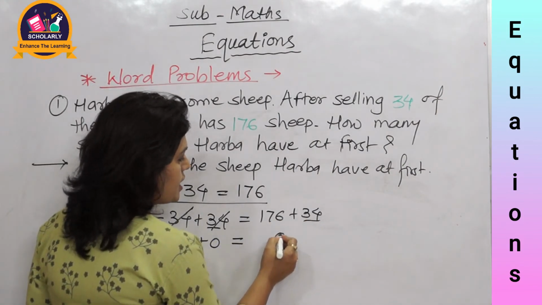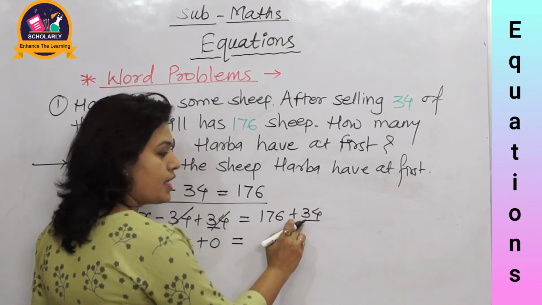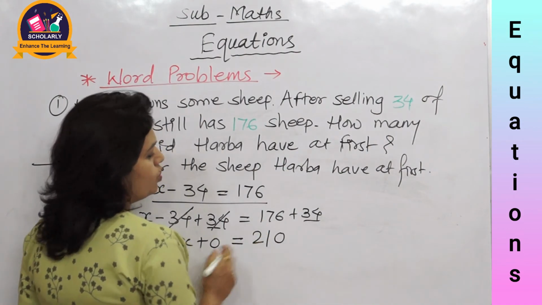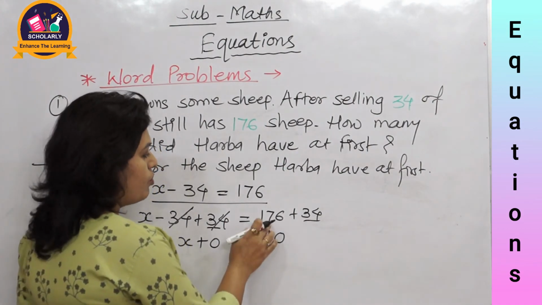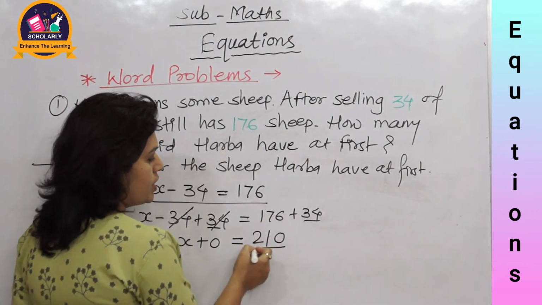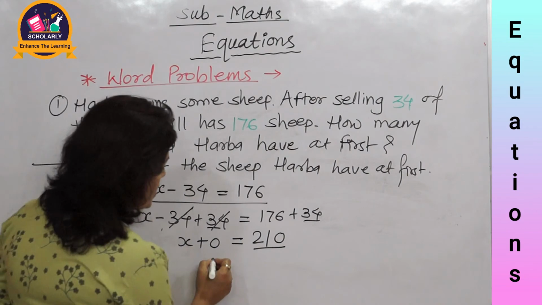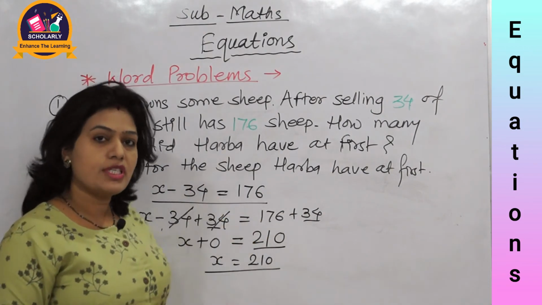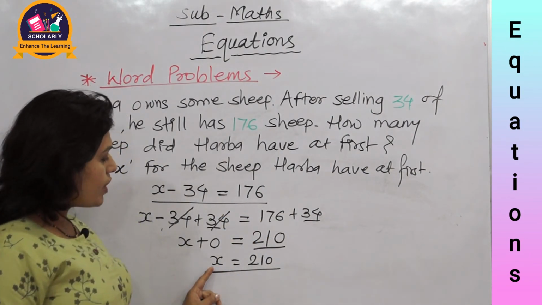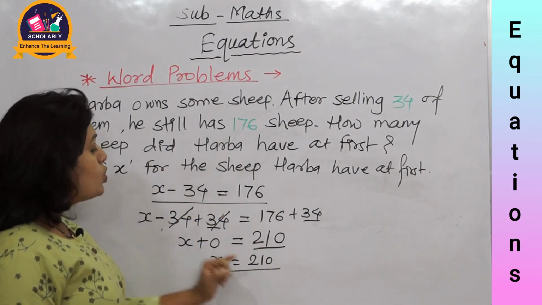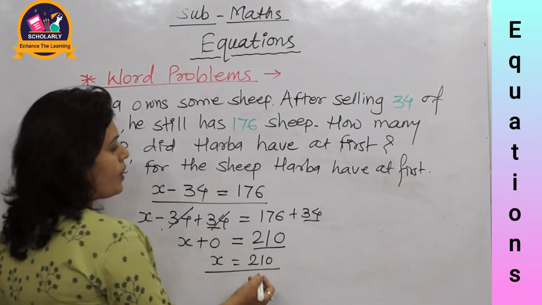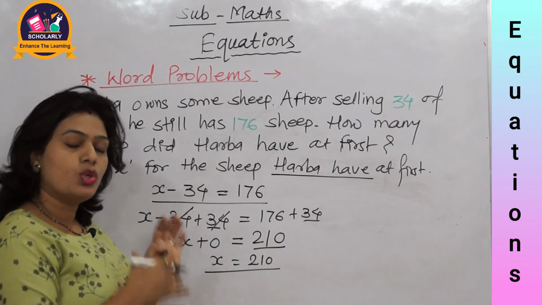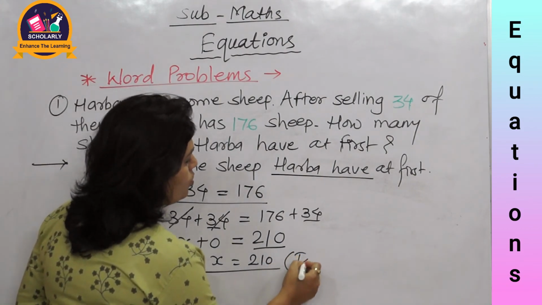6 plus 4, that is 10. 1 is carried over. 7 plus 3 is 10, plus 1, 11. Again carried over 1. 1 plus 1, 2. The addition is 210. 176 plus 34, that is 210. X plus 0, that is X, equals 210 is the solution of this equation. That means if the value of X is 210, the answer would be 210 sheep. That means Harba had 210 sheep at first. The total number of sheep is 210.